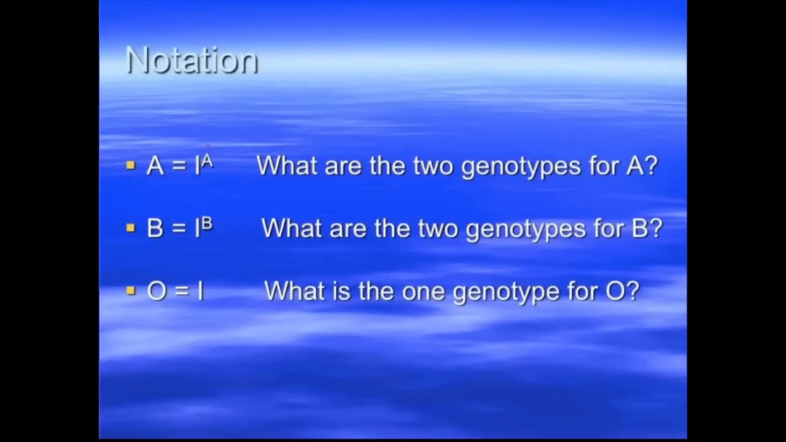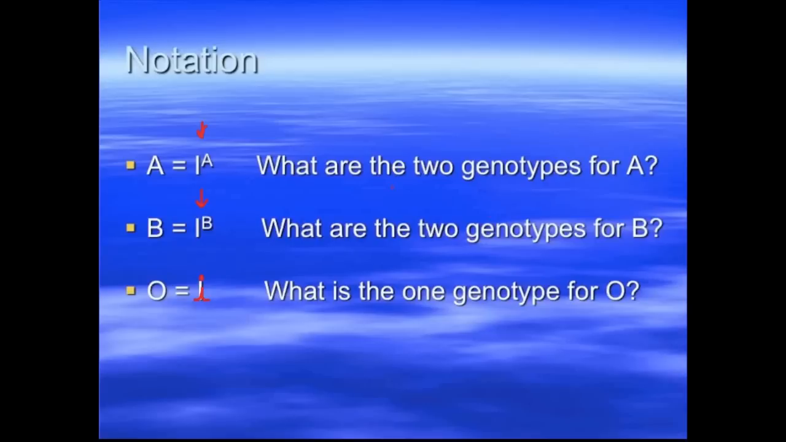So we need to know how the alleles for each of these are written. The letter that we use for these alleles is I. And we use a superscript on A and B to indicate which gene it is, the A allele or the B allele. So A is written as I^A, B is written as I^B, and O is actually written as little i.